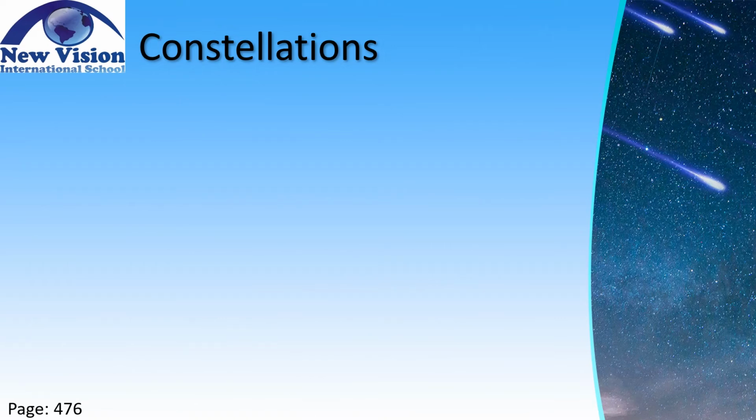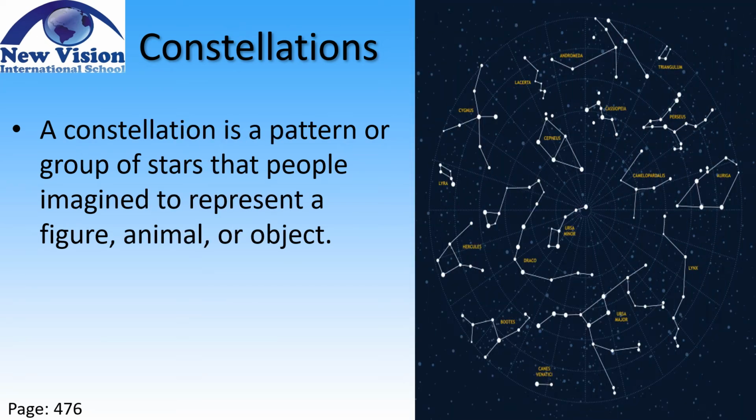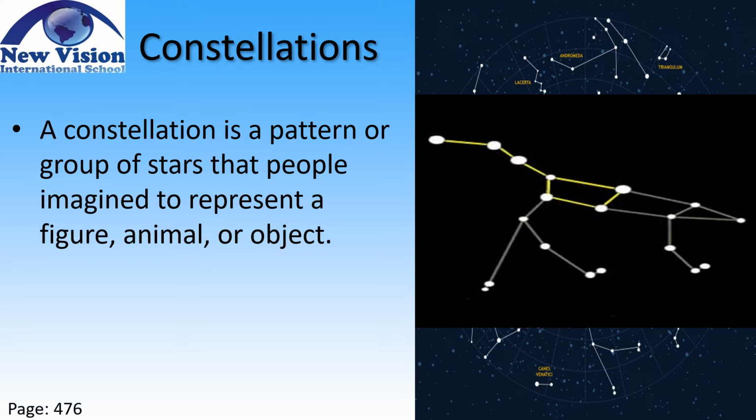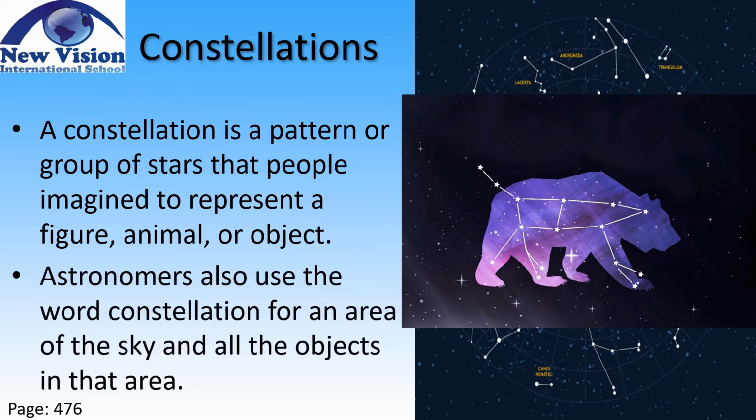Open your book on page 476, Constellations. A constellation is a pattern or group of stars that people imagine to represent a figure, animal, or object. This is an example of a figure that we call Ursa Major, or a bear. Astronomers also use the word constellation for an area of the sky and all the objects in that area.